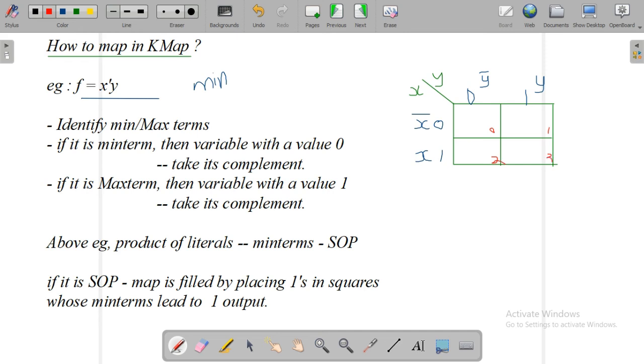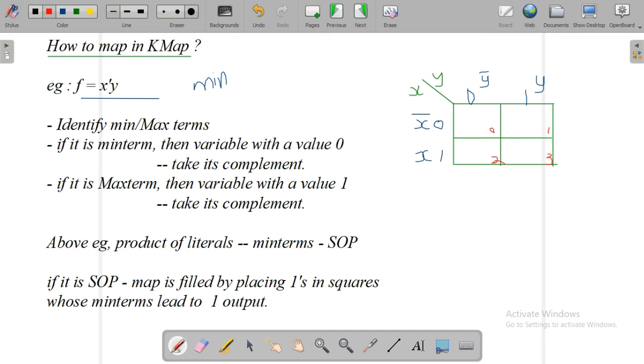And the last one is 3. You have to write it in the rightmost corner, the bottom side. Then, what is the next question? This is the two variable K-map, and we have drawn it and written the complemented and uncomplemented values also.